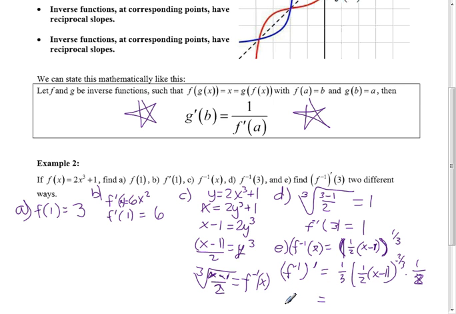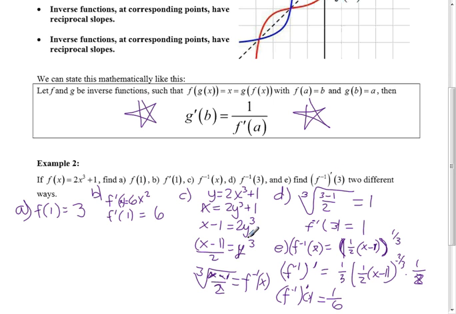We are trying to evaluate the f inverse prime, or the derivative of that at 3. So if you plug in a 3, 3 minus 1 is 2. Half of 2 is just 1. 1 to any power is just 1. So we have 1/6 times 1. That is one way to find the derivative of the inverse function evaluated at 3.